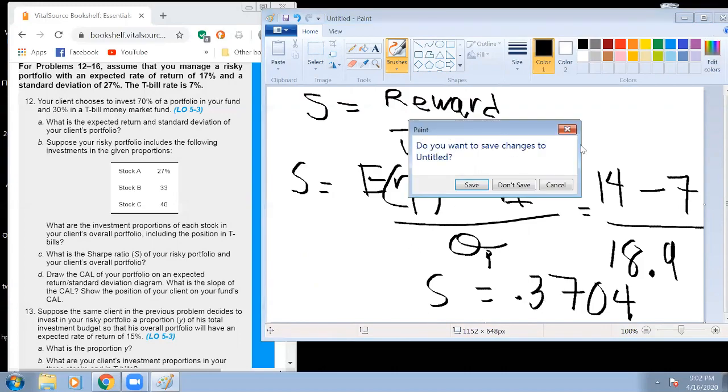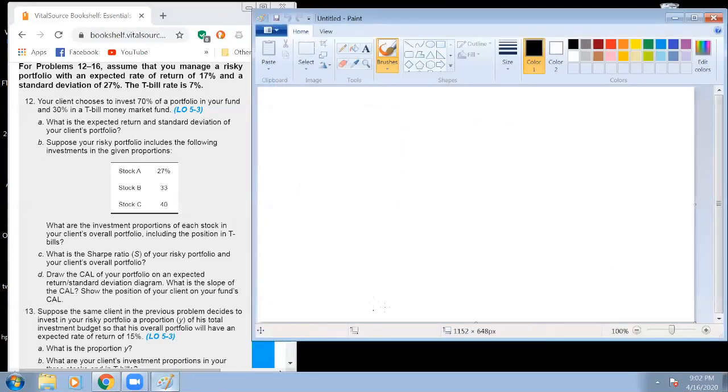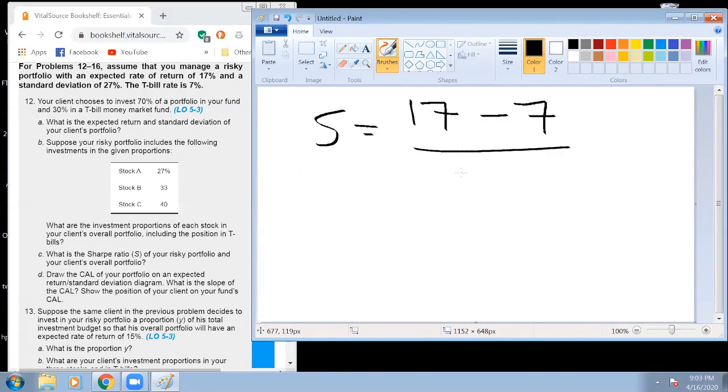So now we're going to go ahead and calculate the Sharpe ratio for the risky portfolio instead of the overall portfolio. For the risky portfolio, the return is 17% and the risk-free rate is 7%, and we divide by the standard deviation of 27%. Go ahead and run the calculations through on your calculator. 17 minus 7 is 10, divided by 27 is going to be the same. It is the same as before.